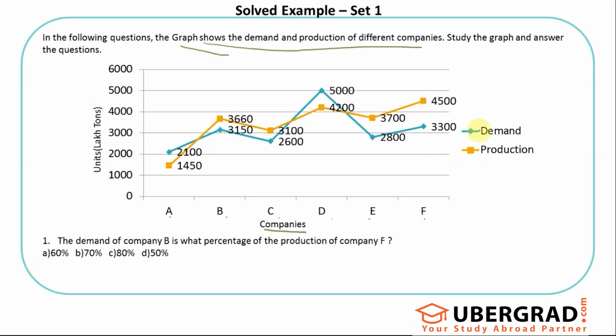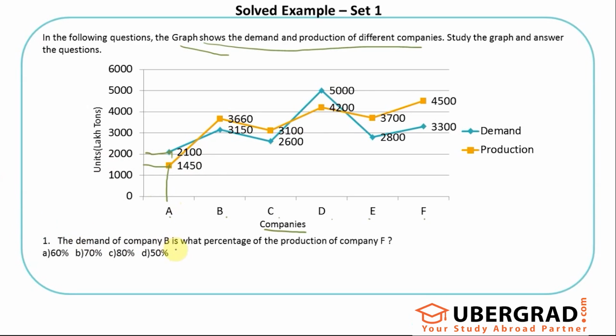I see two variables, production and demand. For production, it is the square block. For A, the square block is this. What is this value? 1450. So the production of units for company A is 1450. What about the demand? This blue diamond, that is 2100. That's how I'll read it. For B, 3150 is the demand, 3660 is the production, and so on.